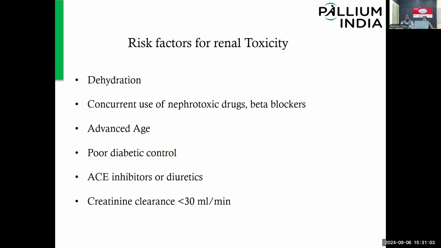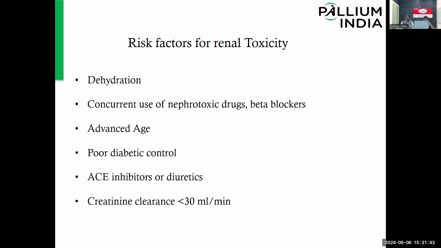The next thing is renal toxicity. You have to know that if the patient is dehydrated, or there is concurrent use of any other nephrotoxic drugs along with NSAIDs, or beta blockers along with NSAIDs, or the patient has advanced age, poor diabetic control, is using any ACE inhibitors or diuretics, or has a creatinine clearance less than 30 ml per minute, then the risk of renal toxicity while using NSAIDs is very high.